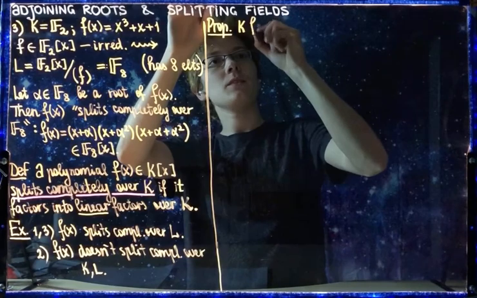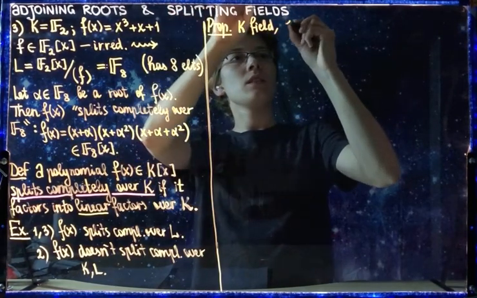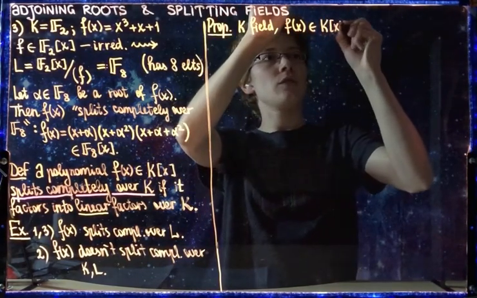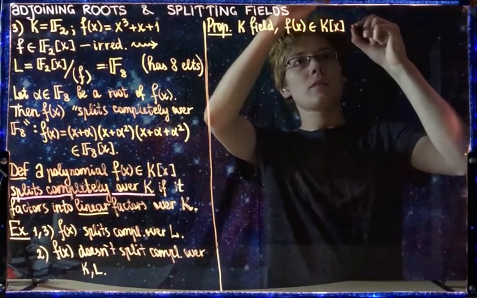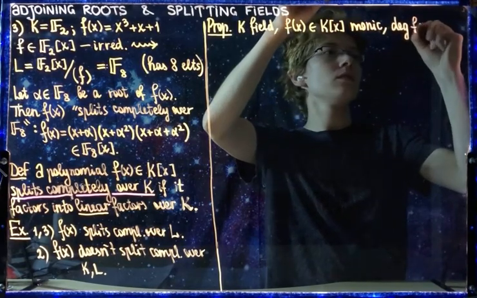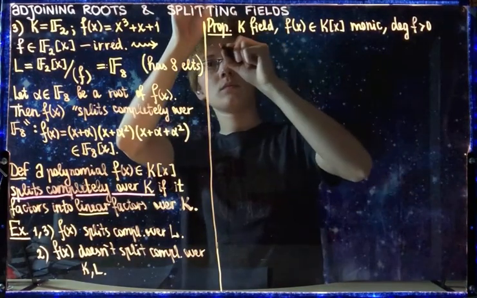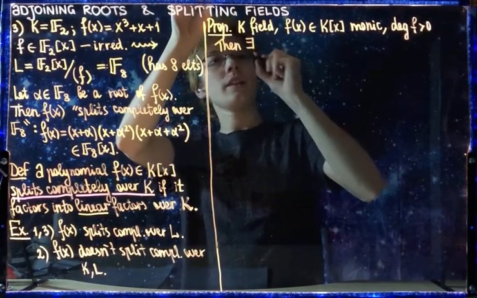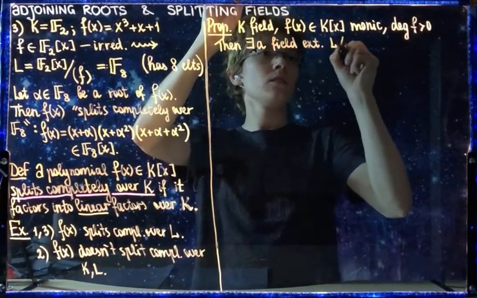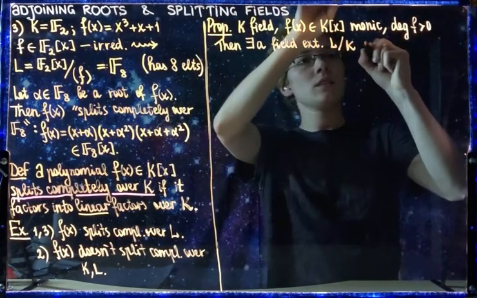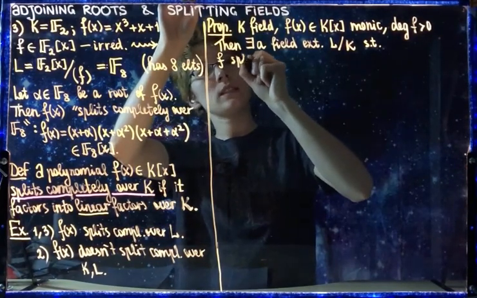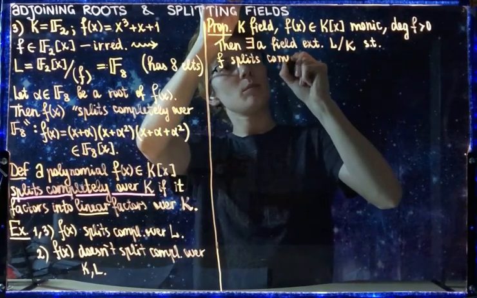So if k is a field and f of x in k adjoin x is a monic polynomial of positive degree, then I claim that there exists a field extension L of k such that f splits completely over L.